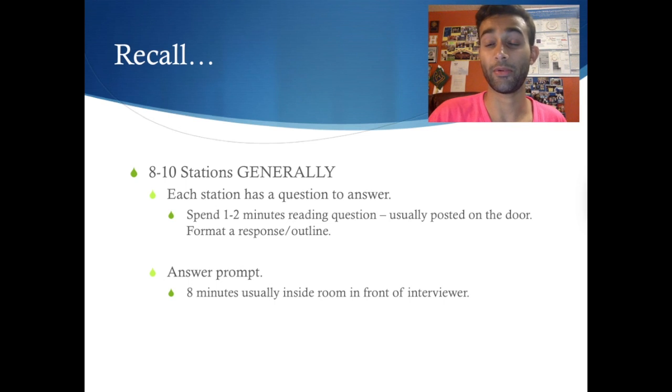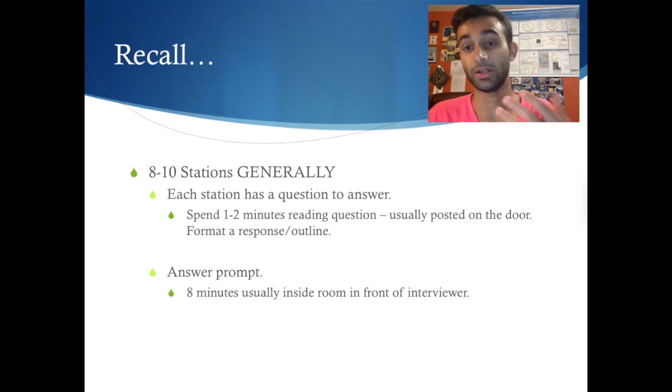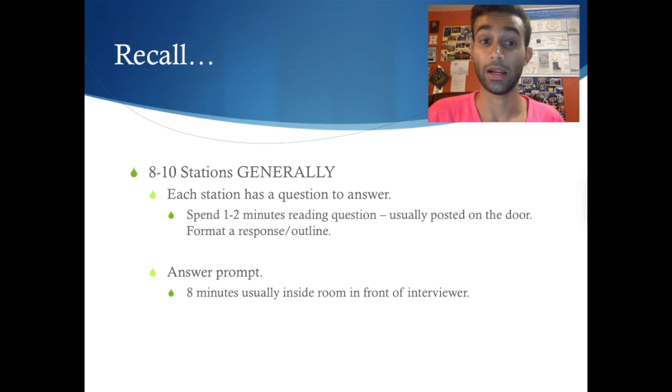But remember that the MMI is composed of multiple mini interviews, about 8 to 10 stations, and each one of them is going to be about 8 to 10 minutes long, and each of them is literally going to be a mini interview. And remember, each station is usually broken into two parts. The first part of the station includes looking at the door and reading the prompt for 2 minutes and analyzing it. And the second part of the station is going into the door and actually spending 8 minutes to answer the prompt. And now I'm going to go into what the prompts can be.